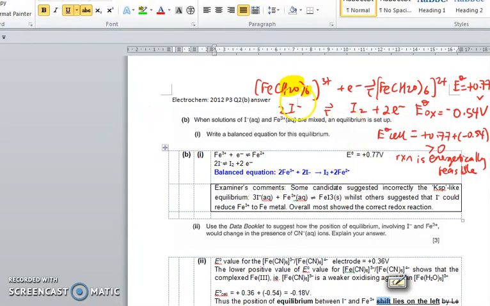Okay, I'm just going to briefly talk about this answer because many students have actually asked me about 2012 paper 3 question 2b. Part 1, where solutions of I minus and Fe3 plus are mixed and the equilibrium is set up, write a balanced equation for this equilibrium.